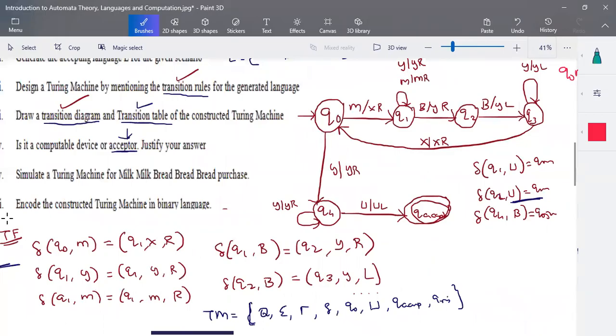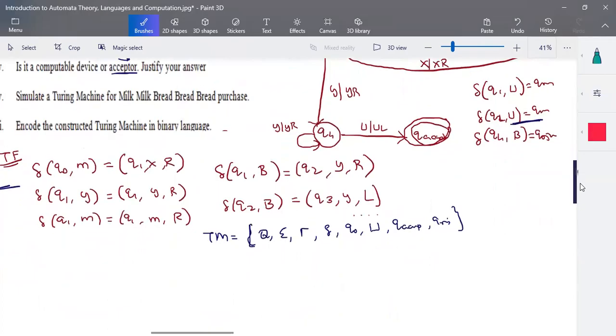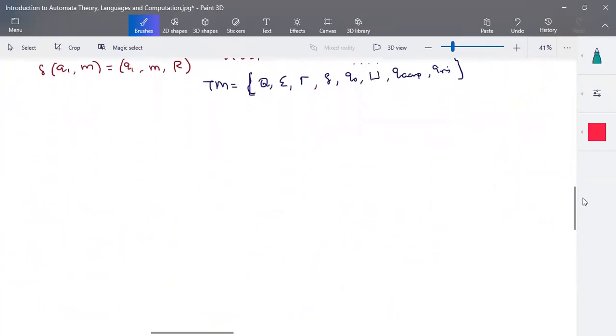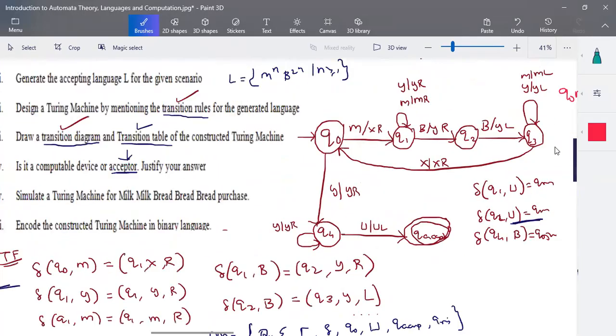And finally, we have this criteria called encode the constructed Turing machine in a binary language. Okay, so encoding is nothing but, like we said, right, Turing machine has the capability of solving all the problems that we solve in real time. And when you want to simulate this Turing machine, that simulation is also a problem, right? It is also a task. We are able to simulate a Turing machine inside a Turing machine too. So that is called encoding. Okay, so encoding of Turing machine is a bit complicated one. Like I'll just do step by step.